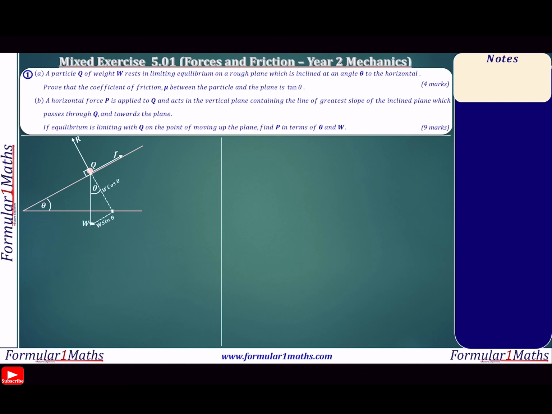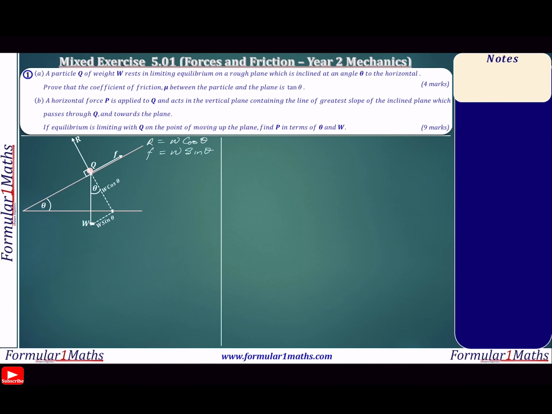We can now write equations involving all these forces. The first equation will involve R and W cos theta. And because the particle is neither flying off the plane nor going through the plane, we can conclude that R is equal to W cos theta. The forces acting parallel to the plane are also in equilibrium. This particle is not moving down the plane and it's not moving up the plane. So that means the frictional force acting up the plane will be equal to the only force acting down the plane, which is W sin theta. And so we can write that equation as F is equal to W sin theta.